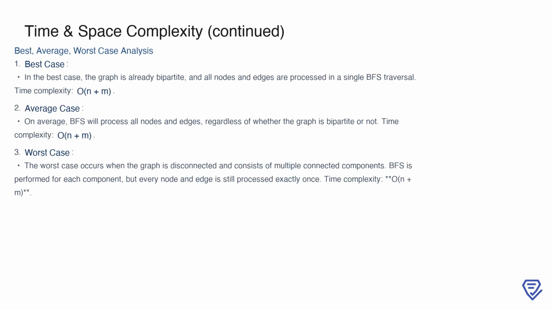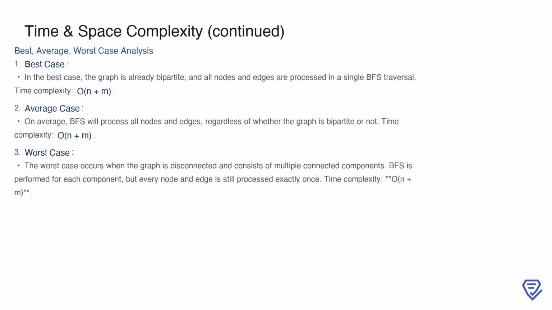To further understand the algorithm's performance, let's look at the best, average, and worst-case scenarios. In the best case, the graph is already bipartite, and a single BFS traversal efficiently processes all nodes and edges. Even in this scenario, the time complexity remains O(n + m), since every node and edge needs to be visited. In the average case, regardless of whether the graph is bipartite or not, the algorithm still processes all nodes and edges to determine the graph structure, resulting in the same time complexity of O(n + m).